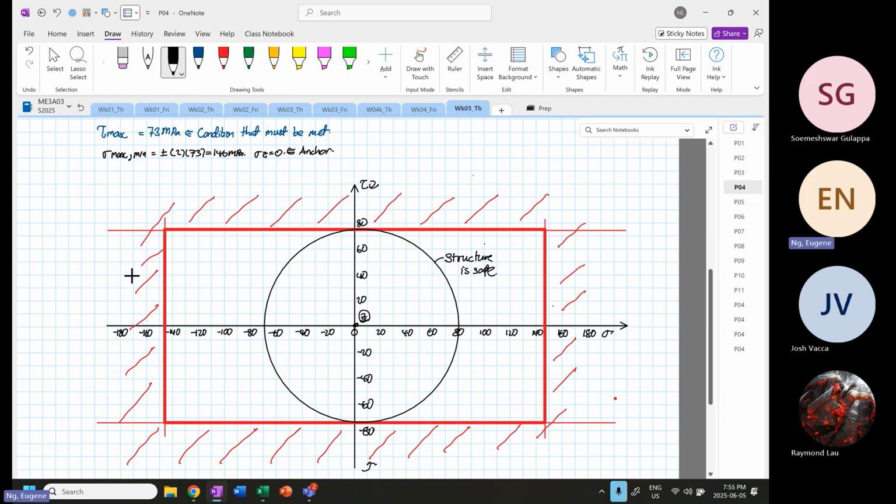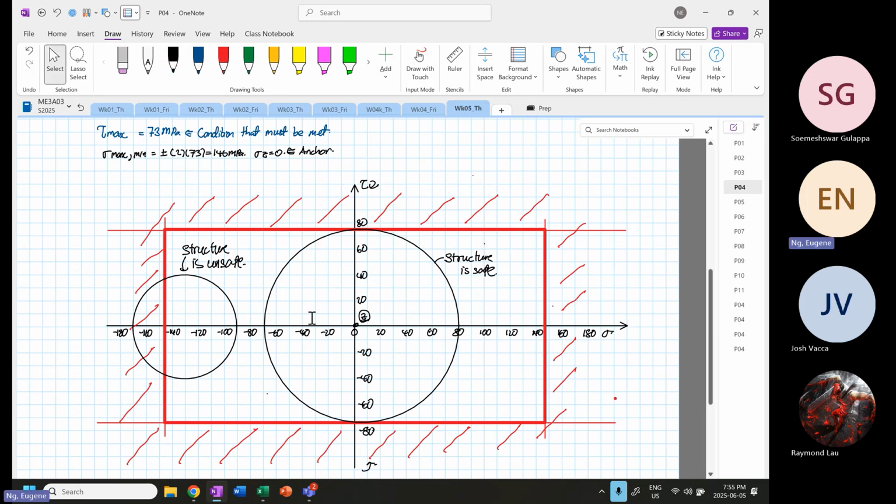Okay. So when we draw a circle, you happen to have one of the circles looking like this, for example. The fact that the circle is outside the red box, okay, the structure is unsafe. Just part of the circle that goes outside.